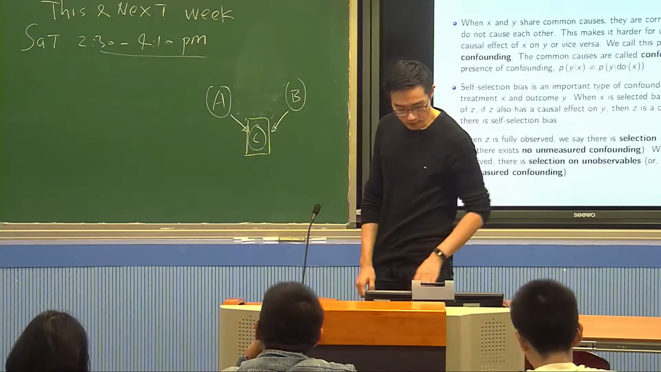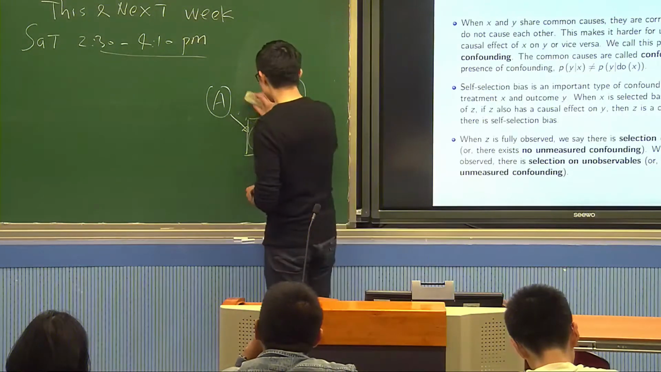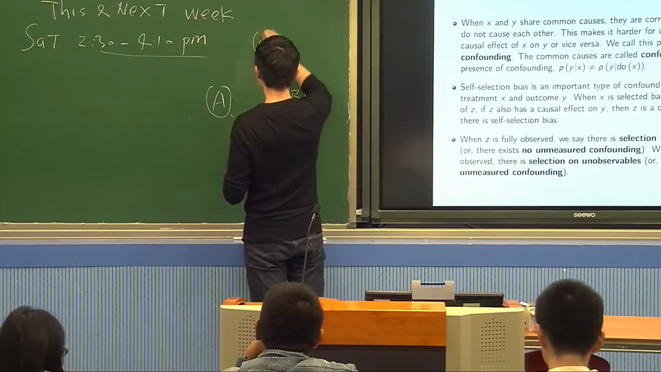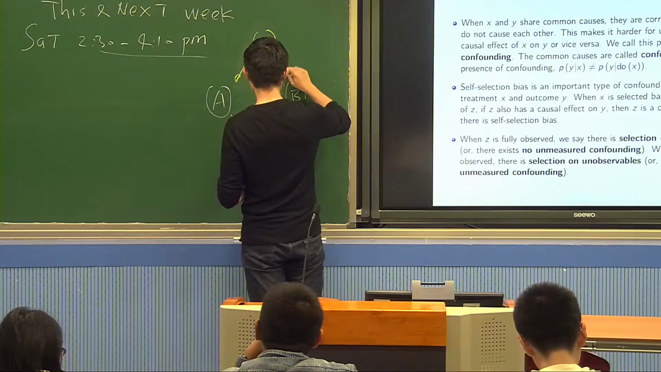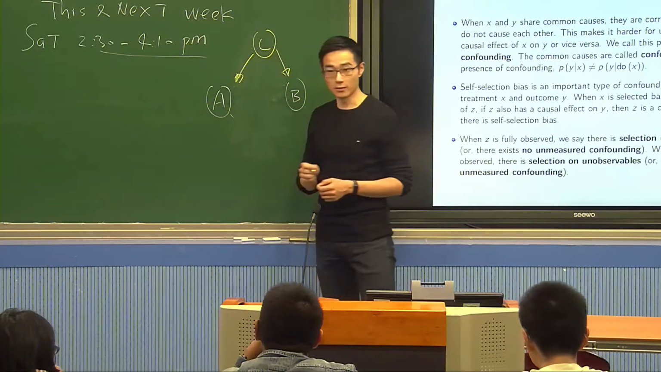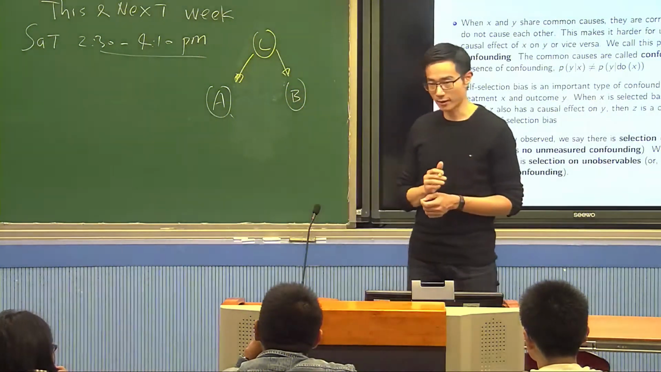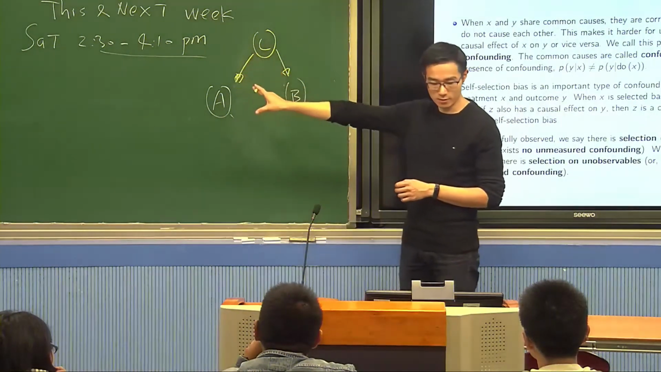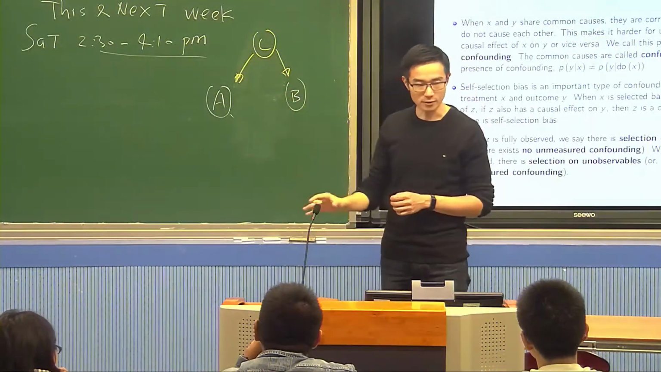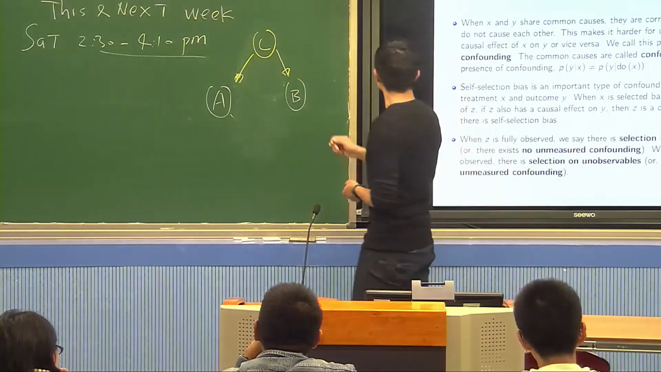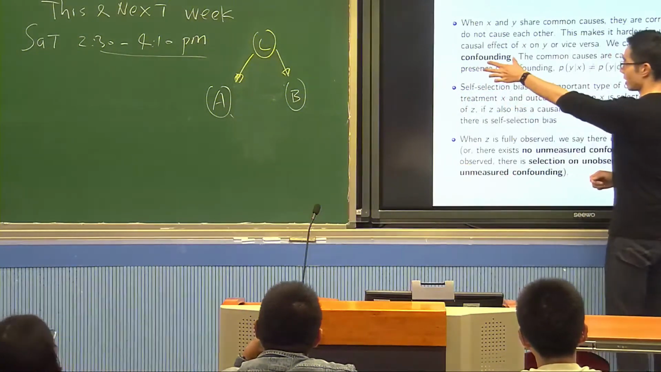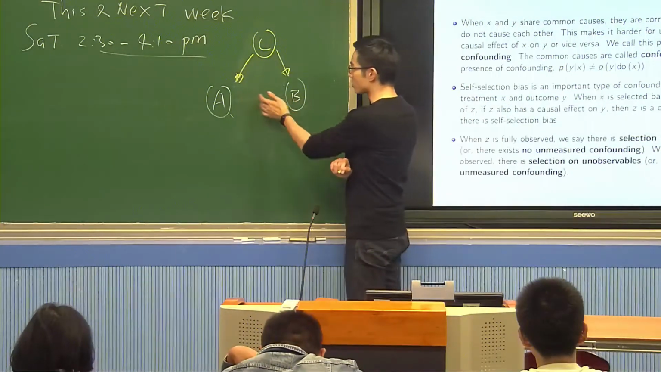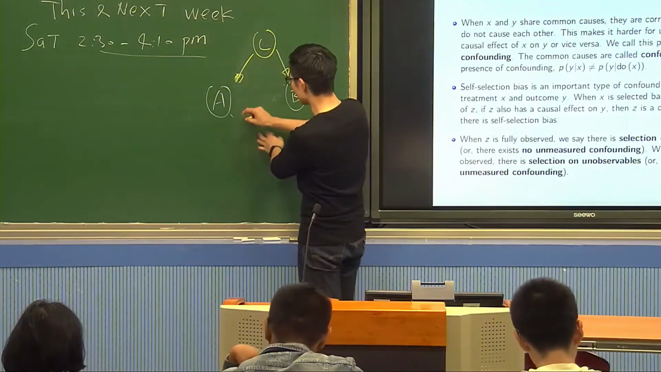So let's focus, in particular, on this case, in which we have a C, and C goes to A, and C goes to B. In this case, C is a common cause, but it's also often called a confounder. So the word confounding. Confounder.